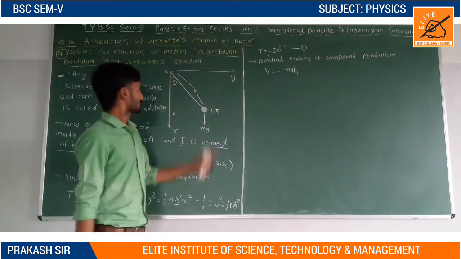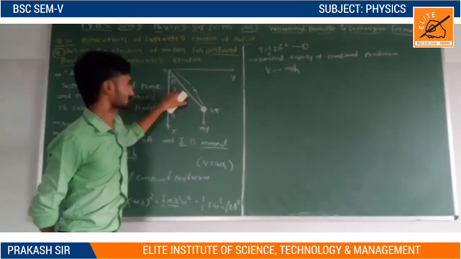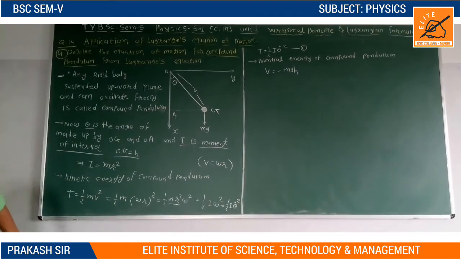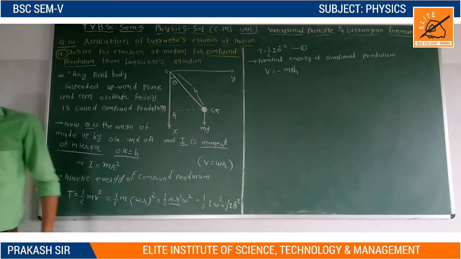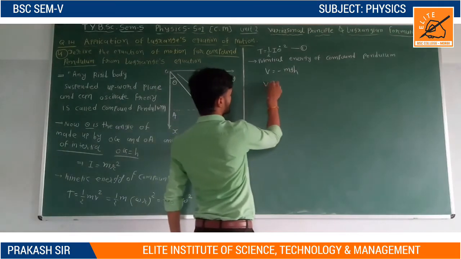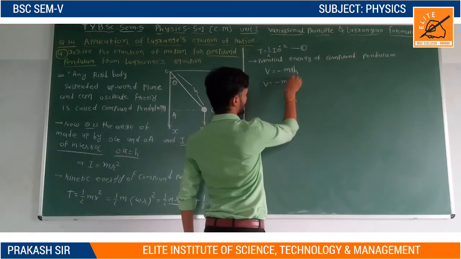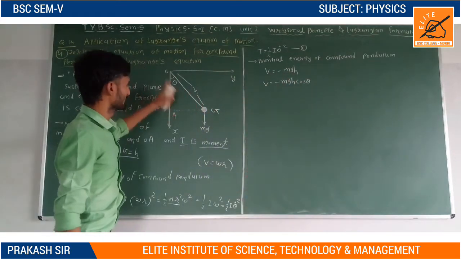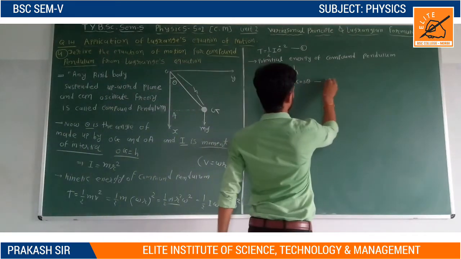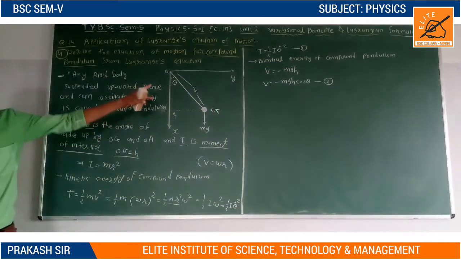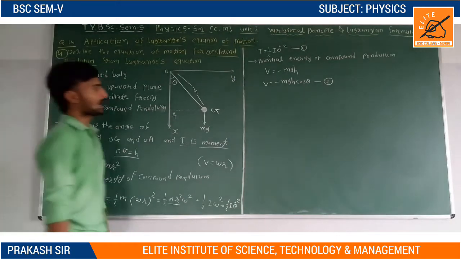But h is not the direct height, because theta is the angle. So V is minus mgh cos theta, where theta is the angle between OA and OG. Equation number 2: V equals minus mgh cos theta.